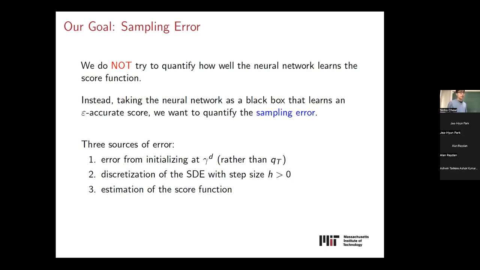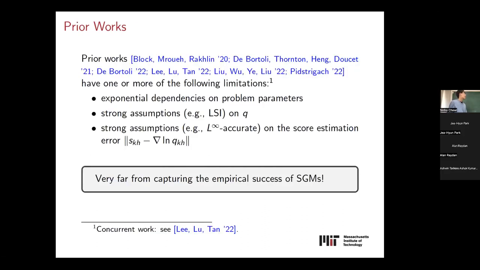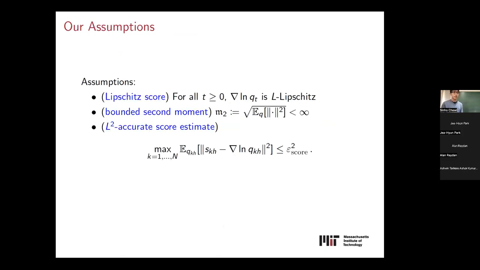Instead, as I mentioned, I just want to see how these sources of error propagate in time. So there's some stuff about prior work. I won't really bore you with the comparisons. Let me just tell you our assumptions and our results. So these are our 3 assumptions that we make. The first one is that the score function is Lipschitz. The second is just that the data distribution has some finite second moment. And then this is the part where we treat the neural network as a black box. Let's say the L2 error of the learned score is going to be some epsilon score. Then how can we get error bounds that depend on this epsilon score?